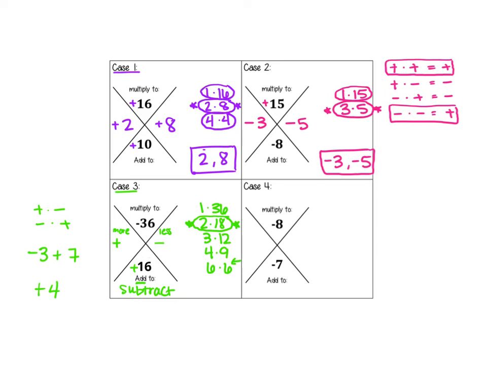I need there to be more positives to get it to add up to a positive number. So the 18 must be the positive one, and the 2 must be the negative. So my two numbers are 18 and negative 2.